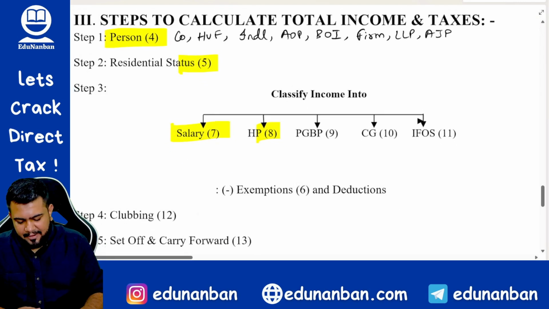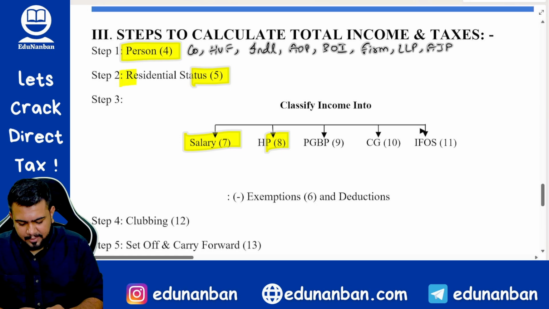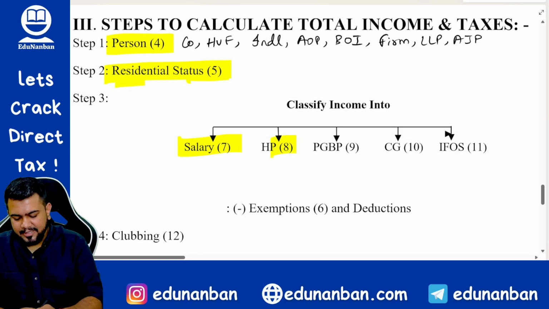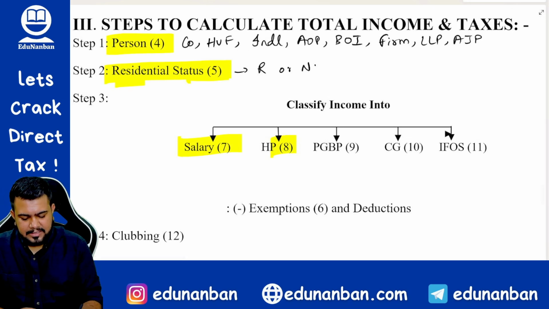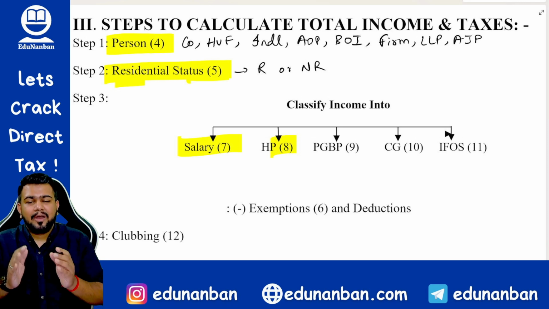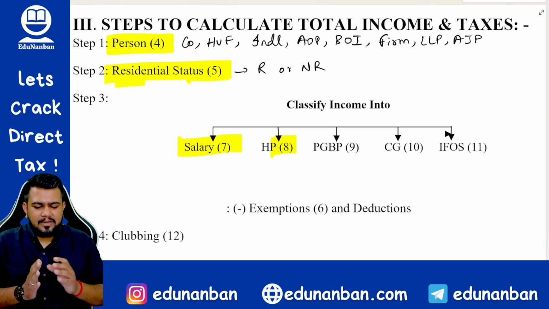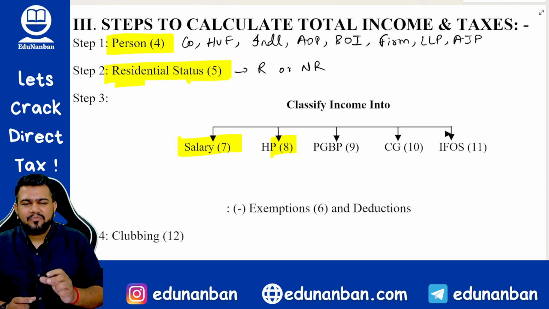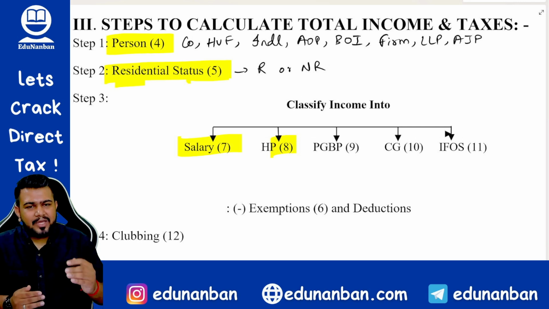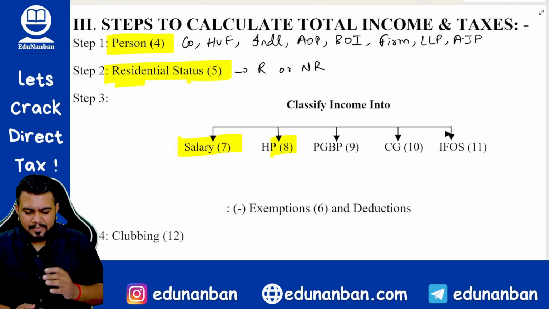Okay. After that, step number 2, you have to come to residential status. You have to determine whether the assessee is a resident or non-resident. Whether a taxpayer is a resident or non-resident. Sir, what is this resident? What is this non-resident? This meaning of resident and non-resident we are going to learn in the residential status chapter.